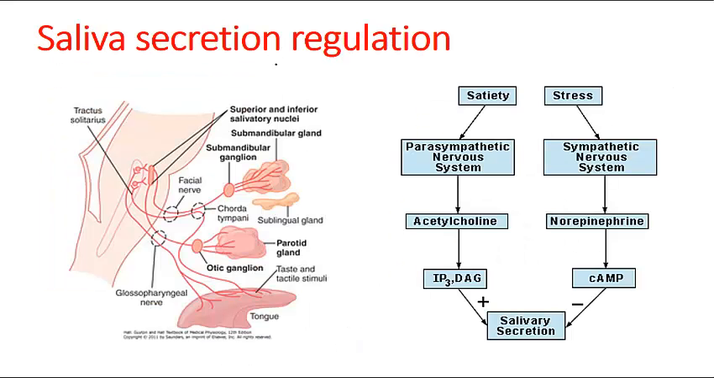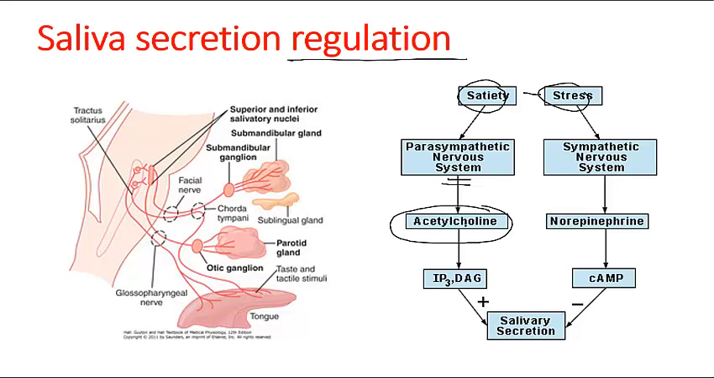Now if you look at the regulation of the saliva secretion, it is mostly regulated with the help of the nervous system. The whole process is regulated there. So there are two scenarios you can see here. One is the satiety and then the stress. So normally when there is a process of eating food, or you're seeing a lot of foods around you and you have access to all of them, the parasympathetic nervous system of your body starts producing acetylcholine.